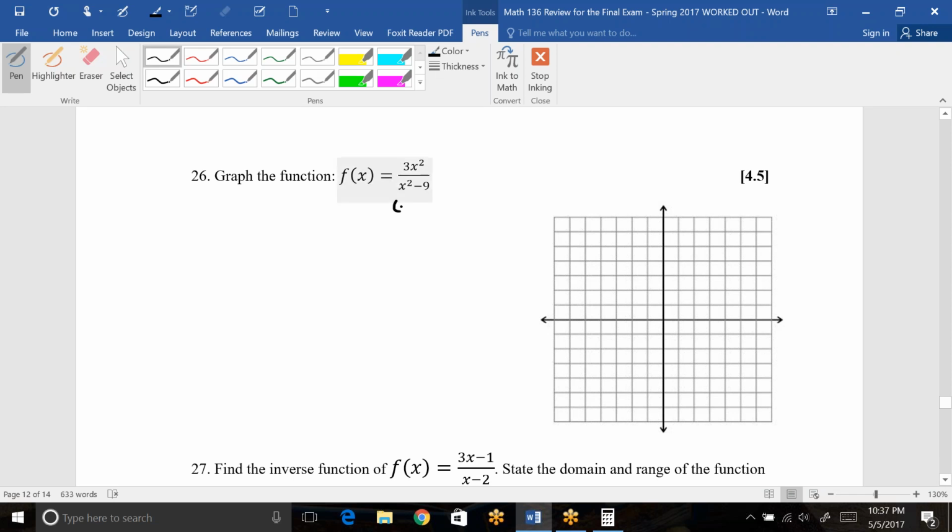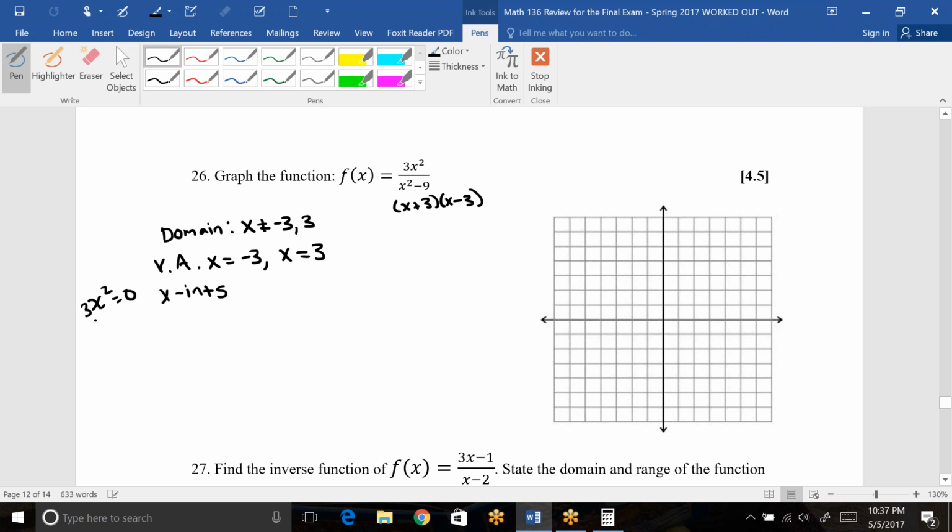26 is pretty much a similar graph, except this one has some stuff that factors in the bottom. So we have 2 domain restrictions. X can't equal negative 3 or 3. Neither one of them will cancel with the top factor, so that means they are both vertical asymptotes. The only time one of them can't be a vertical asymptote is if it cancels out. X-intercepts. I do have an x on top. If you set 3x squared equal to 0, x is going to have to equal 0. So we are going to cross the x-axis at 0, 0. We don't have any holes because nothing canceled out when we factored.